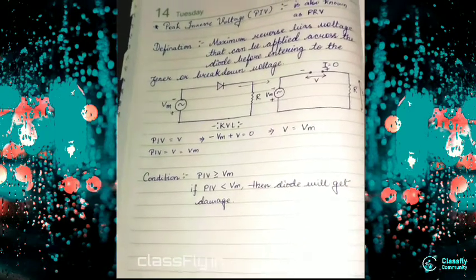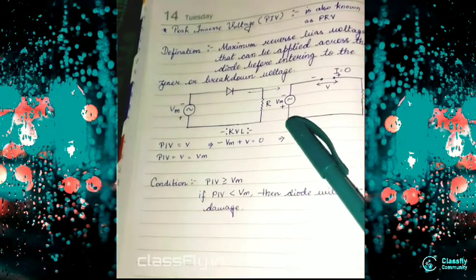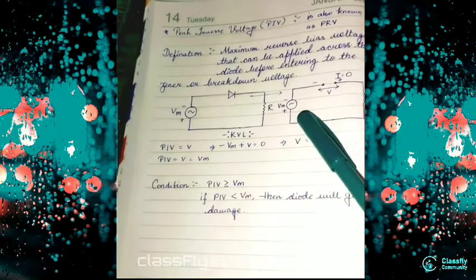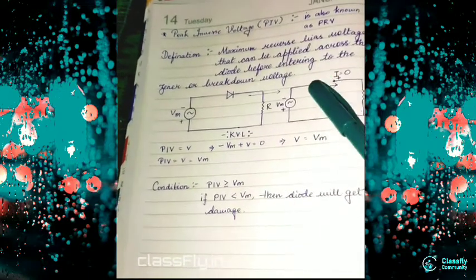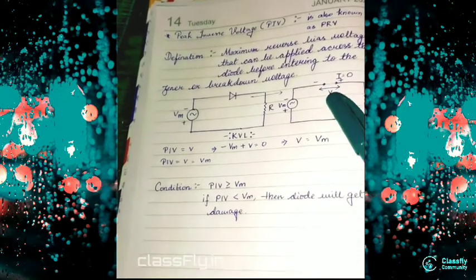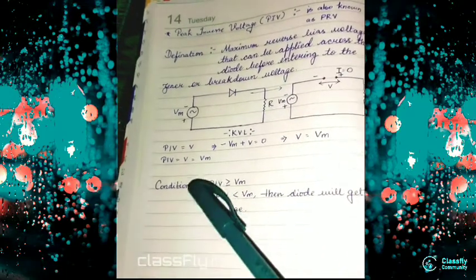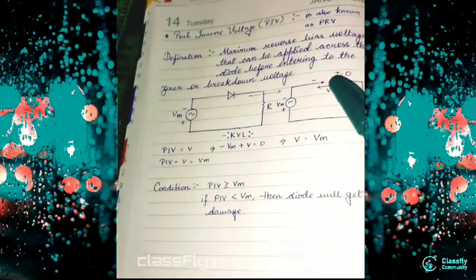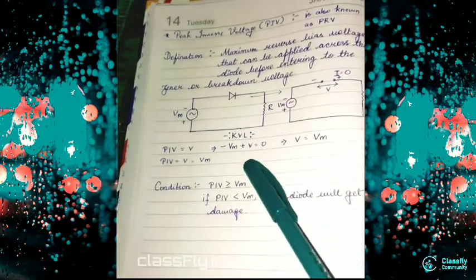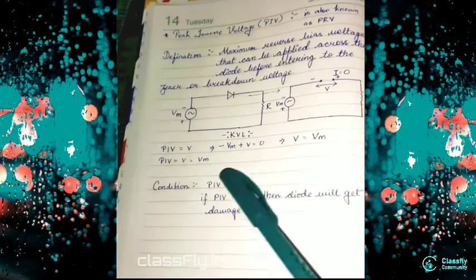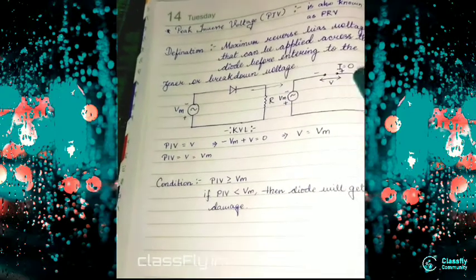KVL means whenever the voltage moves from positive to negative, we take it as negative, so we write minus Vm. Whenever it moves from negative to positive, we take it as positive, so plus V equal to 0. Remember, this V which we are finding is our PIV. When we solve this equation, we get V equal to Vm. So PIV is equal to V, which is equal to Vm.